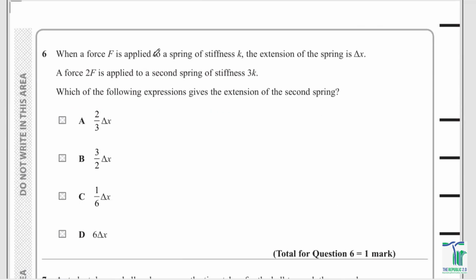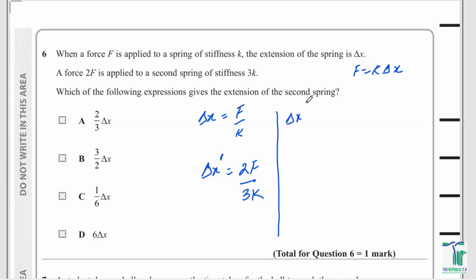Now, question number 6. When a force is applied to a spring of stiffness K, the extension of the spring is delta x. Since everybody knows that F equals K delta x, the magnitude of the elastic force, delta x is going to be F upon K. Now we've got a new expression for the extension, delta x hash. The force is being doubled, so it would be 2F, and the stiffness of the spring has been made 3 times K. So after this transformation, you can simply write delta x hash equals 2 by 3 times F upon K.